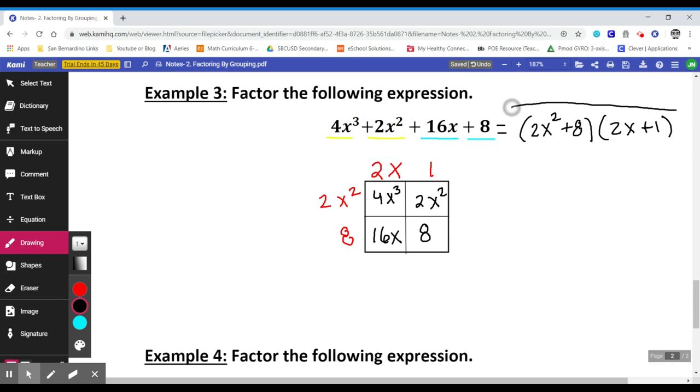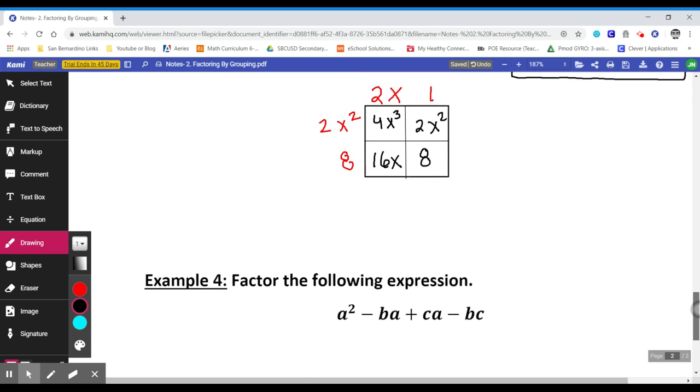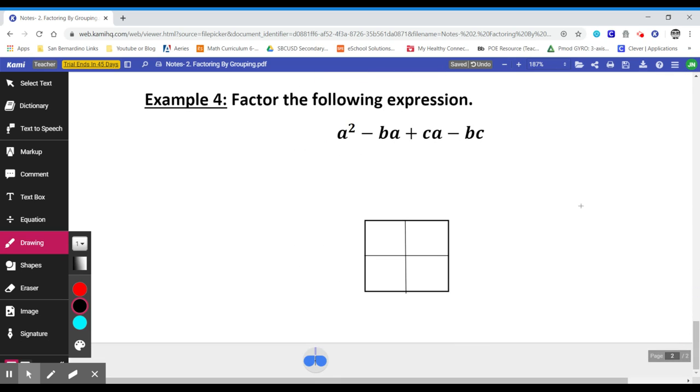All right, so there we go. That is the third example, when factoring by grouping. I just have one more for you guys, and then that'll be it.